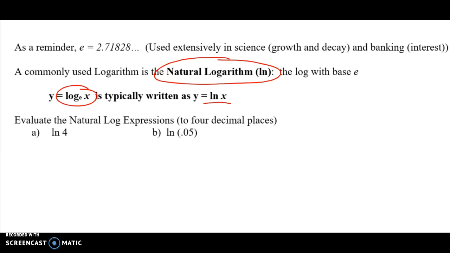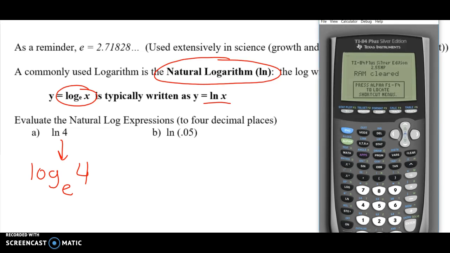e is just a number. Remember, e is about 2.7-ish. Okay? So another way of thinking about this is log base e of 4. It's the same thing. But your calculator actually has an ln button. So over here on the left side, ln of 4, and let's go ahead and get a decimal, round it to 4 places.